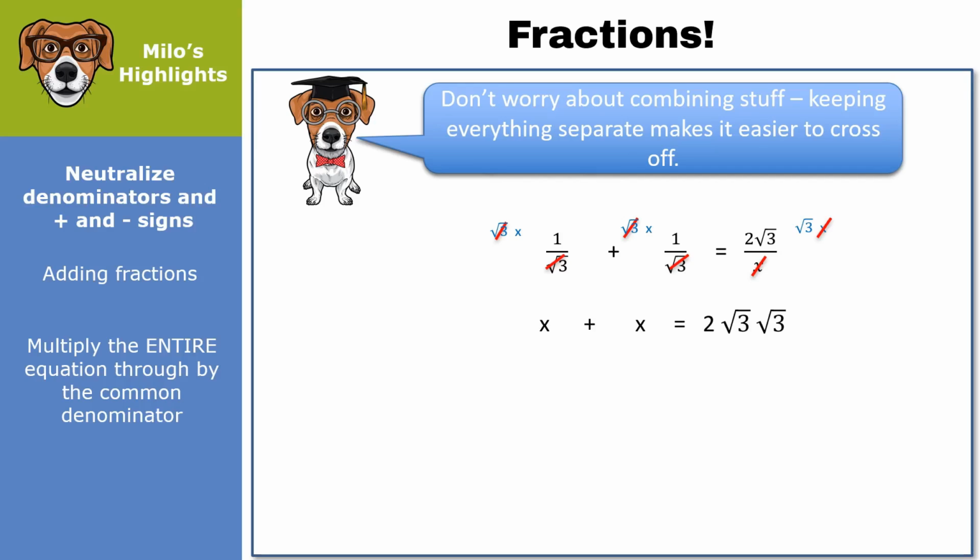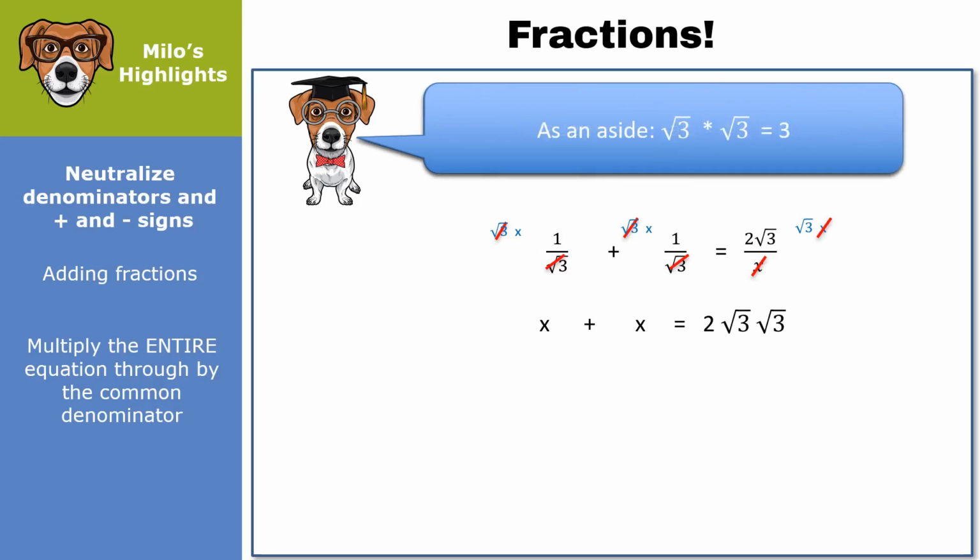Now I want to talk just a little bit about this root 3 times root 3 business because it does come up from time to time. Root 3 times root 3 just equals 3. So this whole thing simply turns into 2x equals 2 times 3. 2x equals 6, x equals 3.